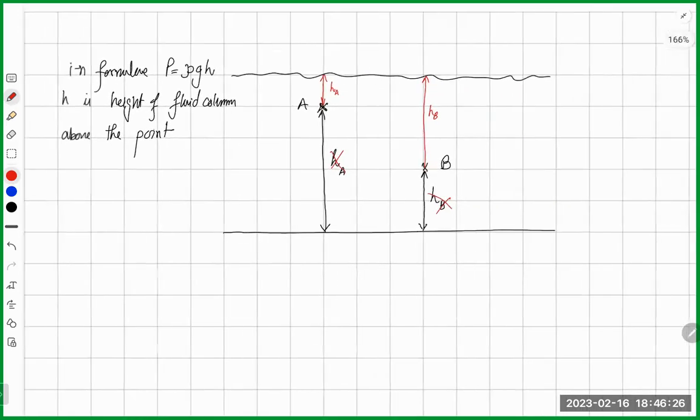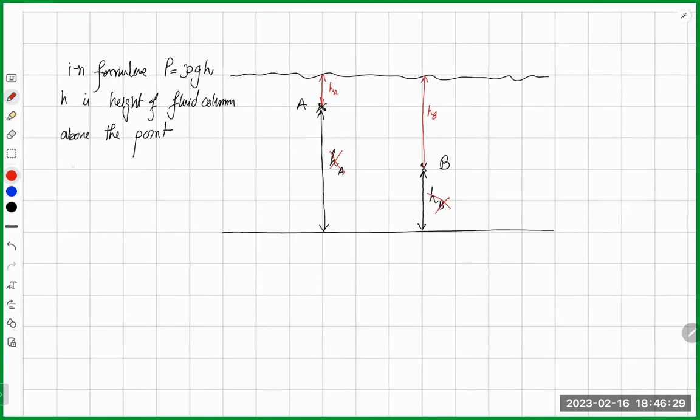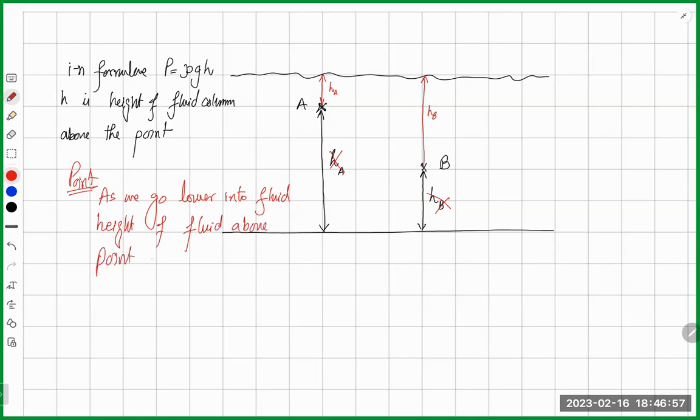So the thing that we learned: as we go lower into the fluid, the height of fluid above the point increases, hence the pressure due to fluid increases as well.